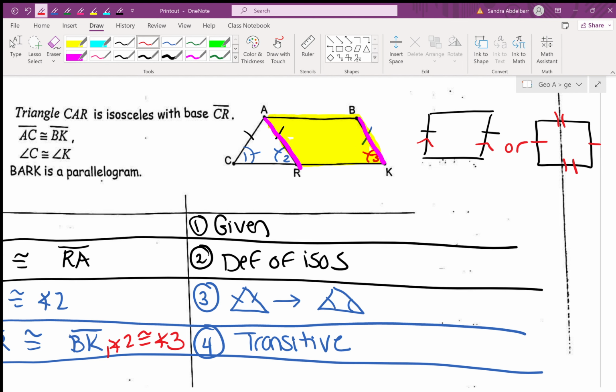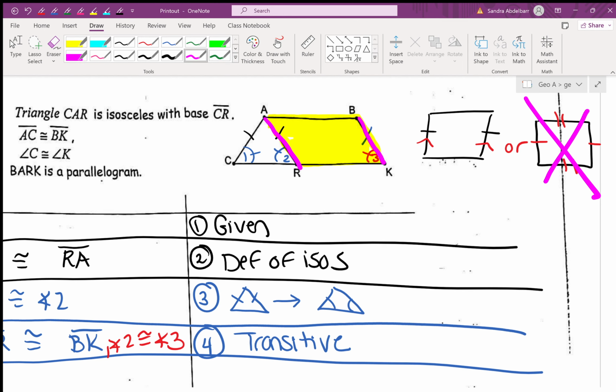All right. There is absolutely no way right now I can get AB and RK congruent. There is no way to get them congruent at all. Can't do it. So this way is out. There's no way to get both pairs of opposite sides congruent. So now that leaves me with getting the same sides that are congruent. I need to get them to be parallel.